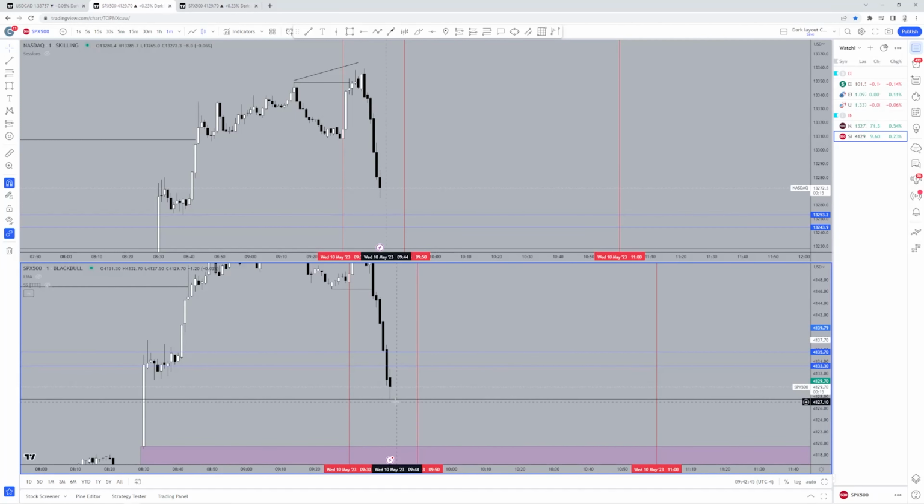We touched the breaker block right now. Important stuff to note down. We have divergence from the other side. Look at that. Here and here. We just tapped onto the breaker block.